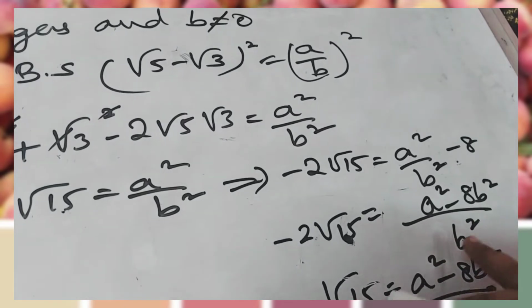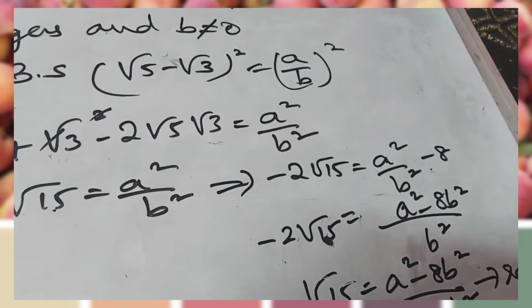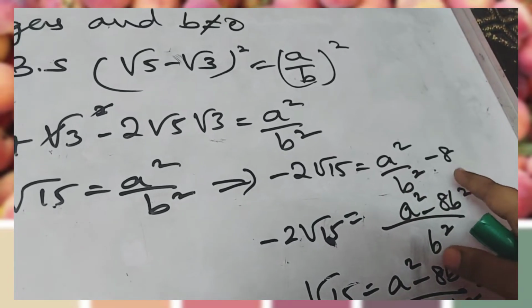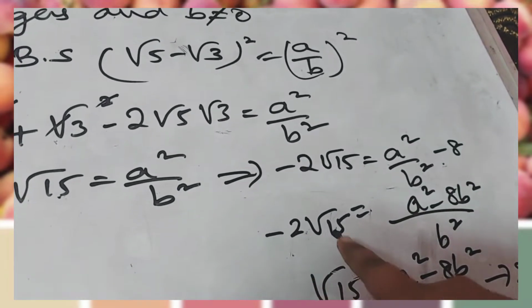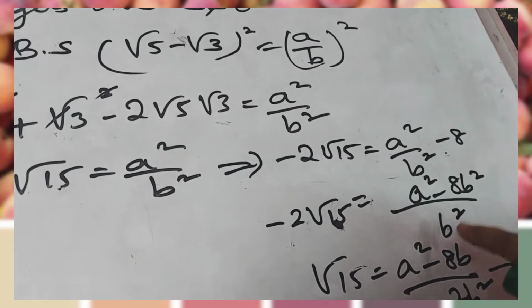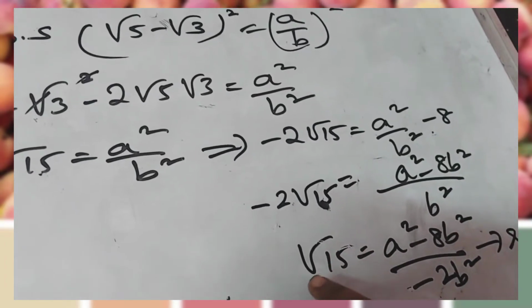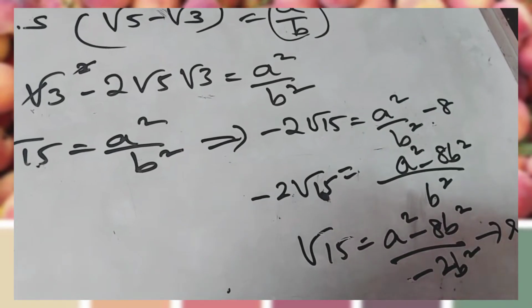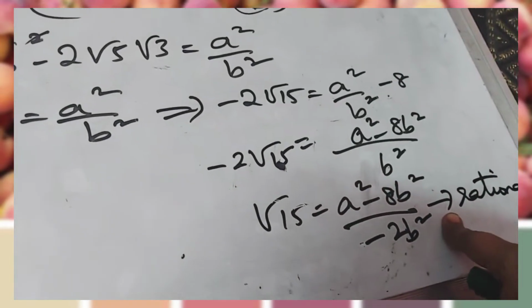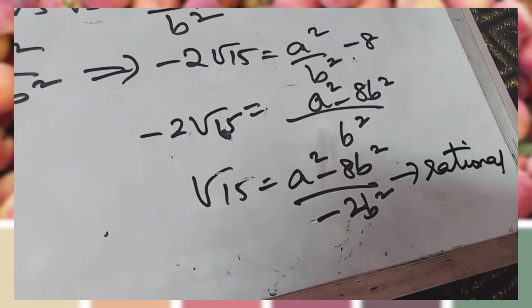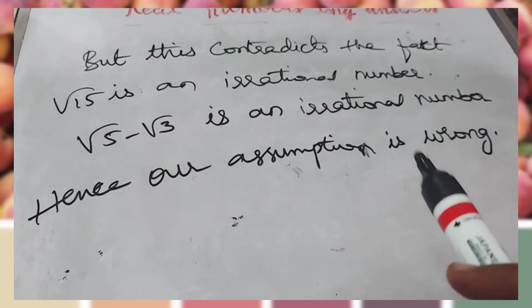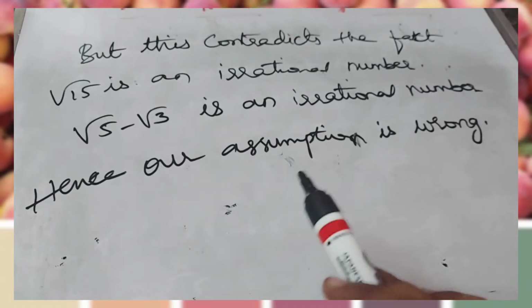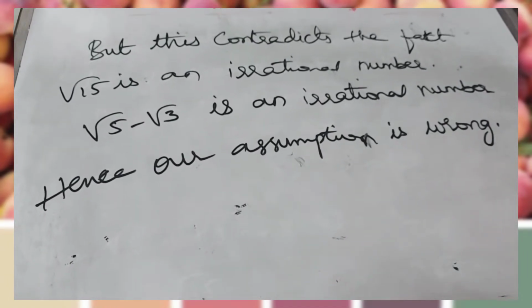Again take LCM here. What is LCM here? B square. Now b square gets cancelled: minus 2 root 15 is equal to a square minus 8b square by b square. So root 15 is equal to a square minus 8b square by minus 2b square. So this is a rational number. Again write the same step: but this contradicts the fact that root 15 is an irrational number. So root 5 minus root 3 is an irrational number. Hence our assumption is wrong here.